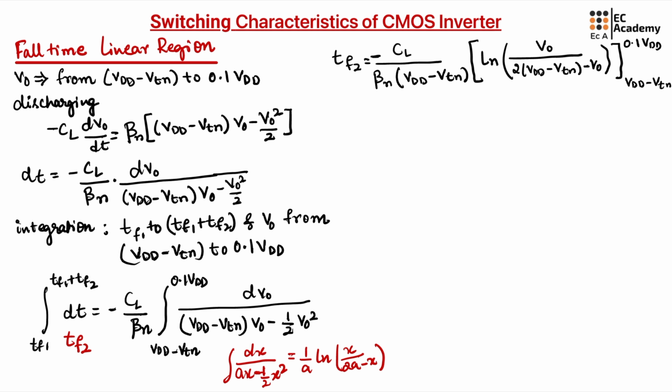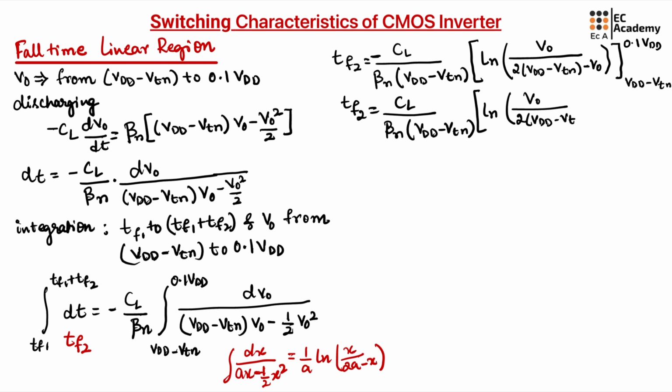So we can write the above equation as TF2 equal to CL divided by beta n into (VDD minus VTN) multiplied with ln of V0 divided by (2 (VDD minus VTN) minus V0) between the limits 0.1 VDD and VDD minus VTN.